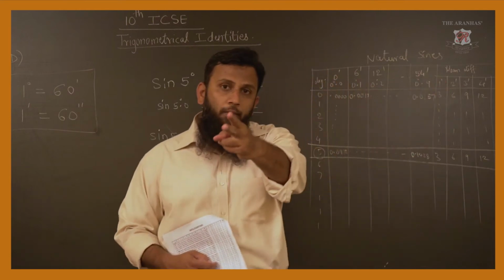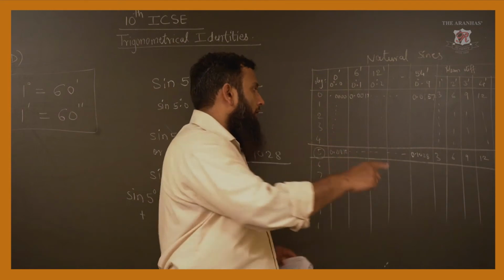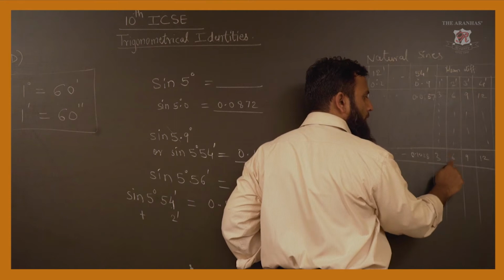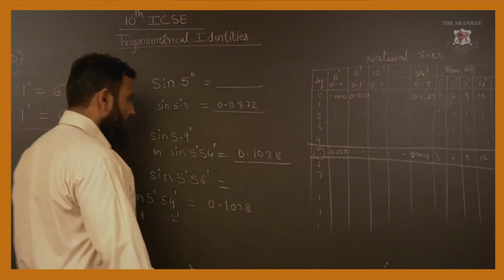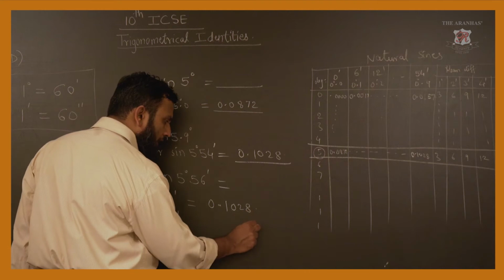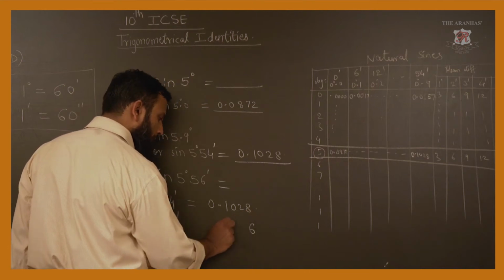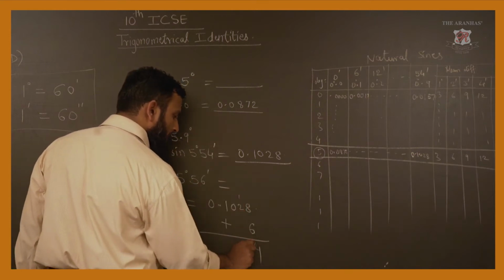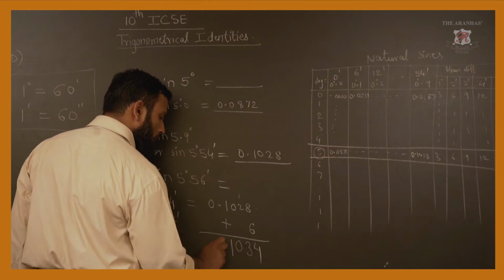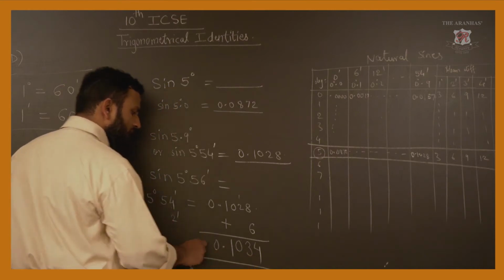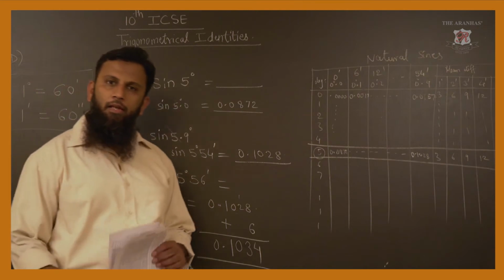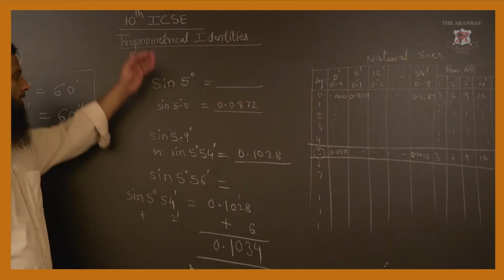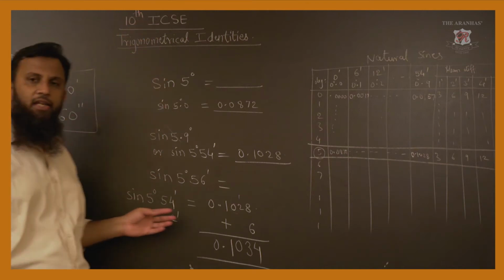Now I need 2 more minutes. So I have to check in this same horizontal row for 2 more minutes what is the value, and the value comes out to be 6. That 6 you have to add at the extreme right corner and make the total of it. So it will come out to be 4, 3, 0, 1. So the answer is 0.1034. I hope this is clear. This is the way you can find it for any degree.